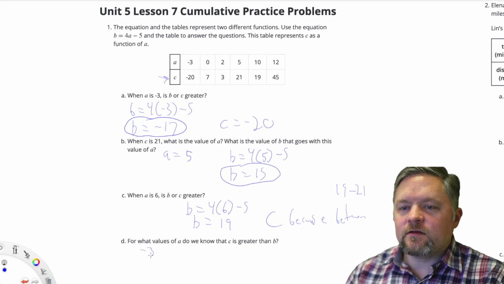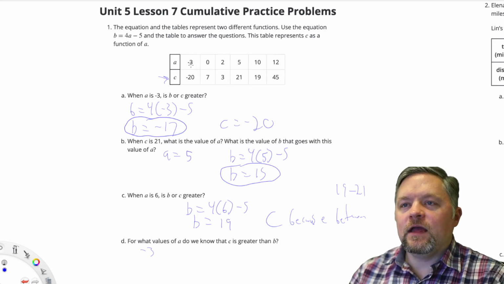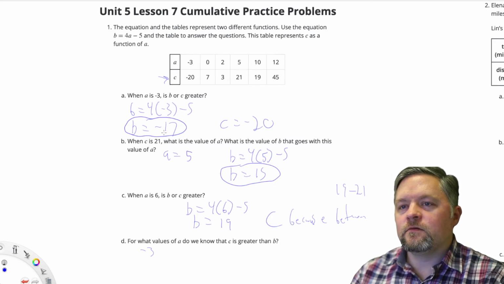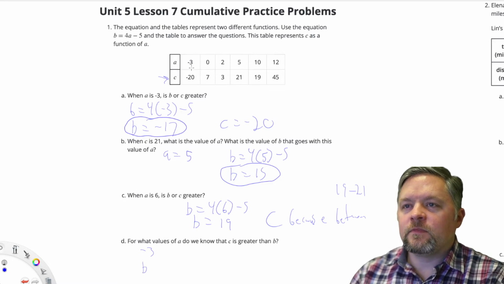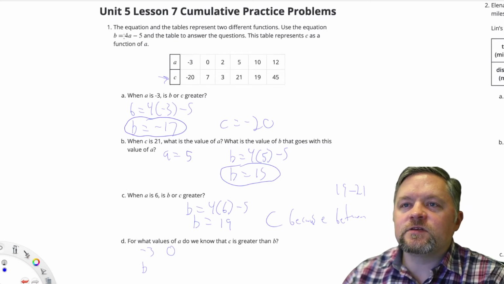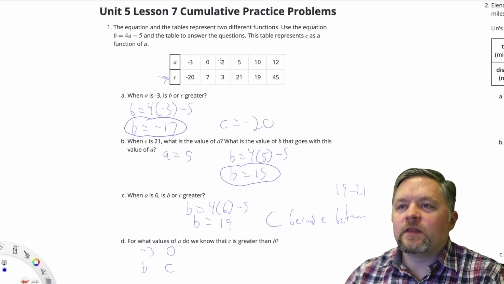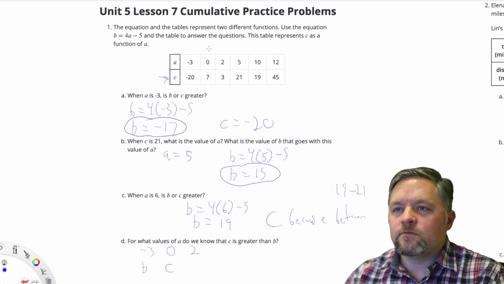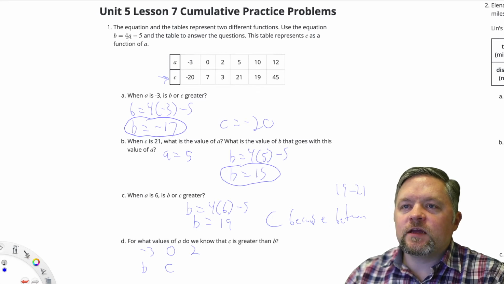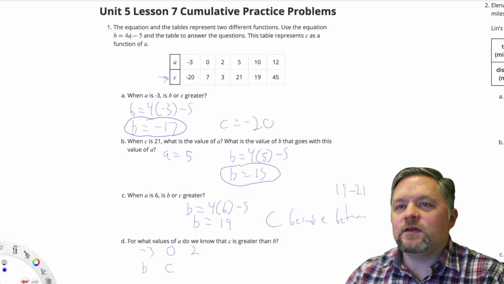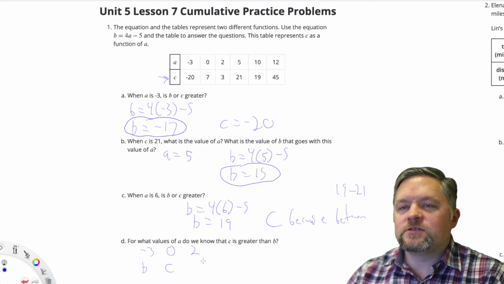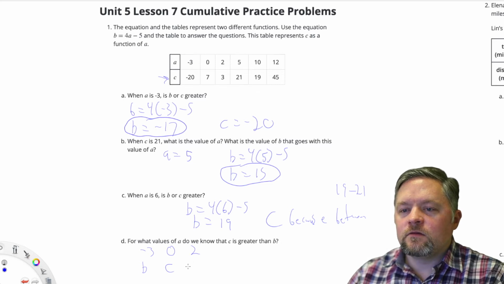At negative 3, who's greater? At negative 3, b is greater. At 0, who's greater? This one's 7, and the other one is 4 times 0 is 0, minus 5 is negative 5. At 0, c is greater. At 2, c is 3, and 4 times 2 is 8, minus 5 is 3. So they're equal to each other.